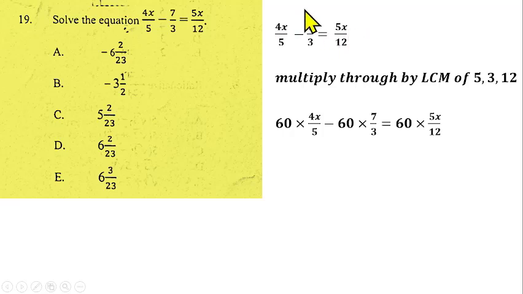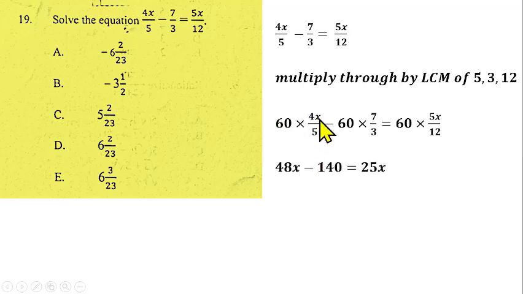So multiply each of these by 60. So we have 60 times 4x over 5 minus 60 times 7 over 3 equals 60 times 5x over 12. And 5 can go in 60, that gives us 12. 3 can go in 60, that gives us 20. Then 12 can go in 60, that will give us 5. So that means you'll be having 12 here.